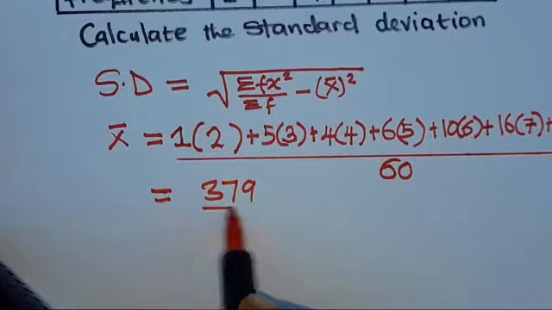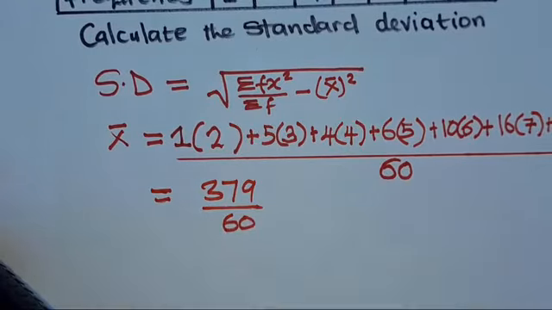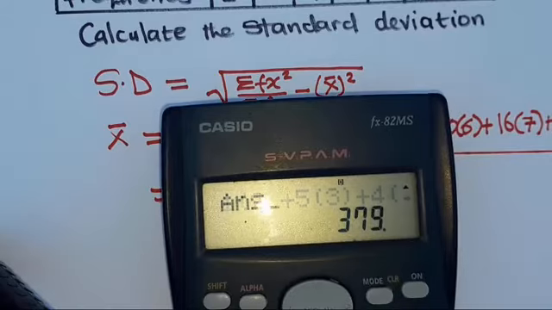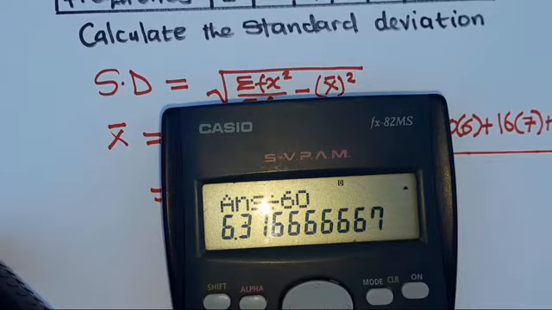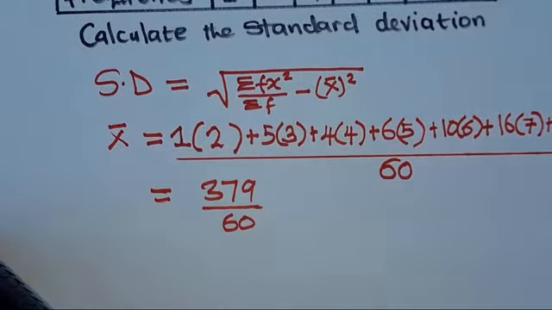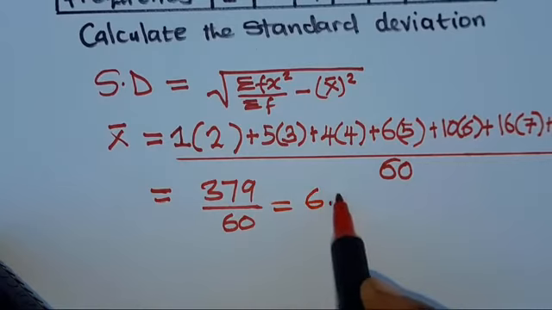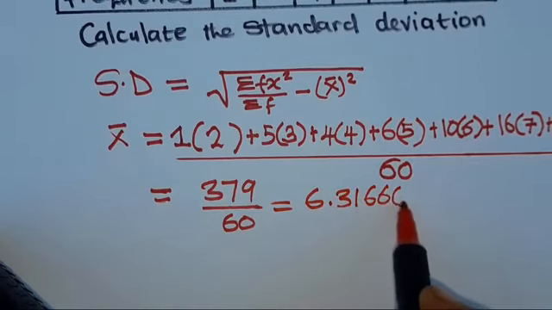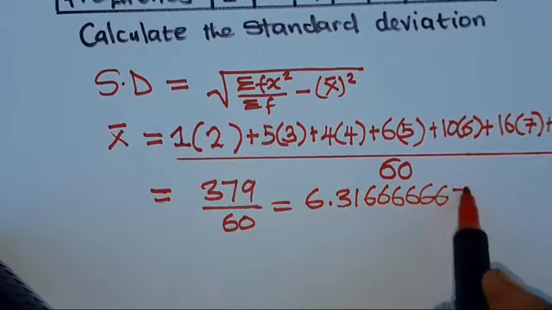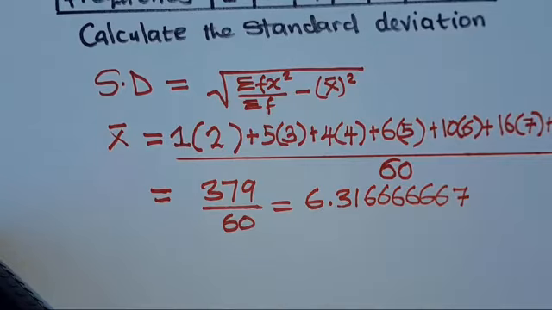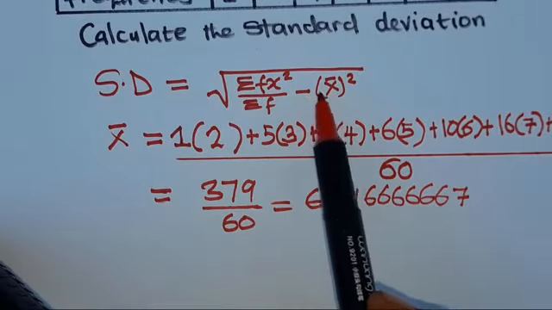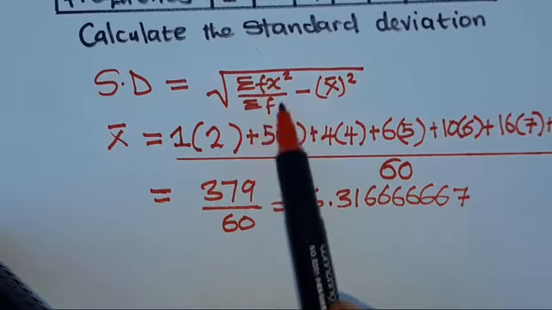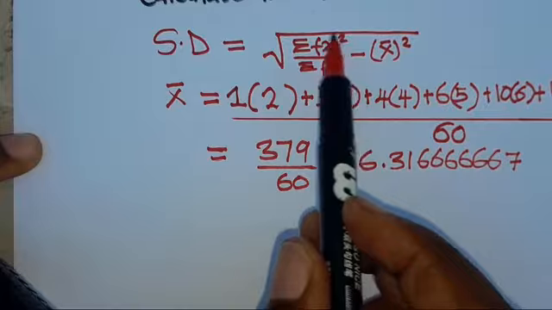379 divided by 60. So you are going to say on your calculator, answer divided by 60, and this gives 6.3166666 and so on, with a 7 at the end. So this is the mean. Now when you come back to your formula here, you can see that in the formula what we found is the mean. Now we need to find this. Okay, so let's just copy this.